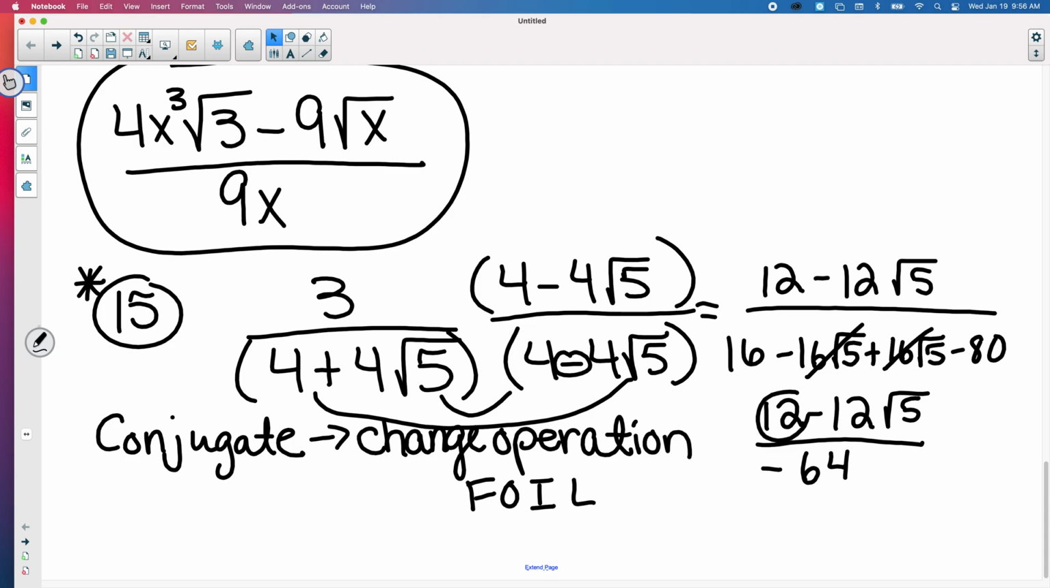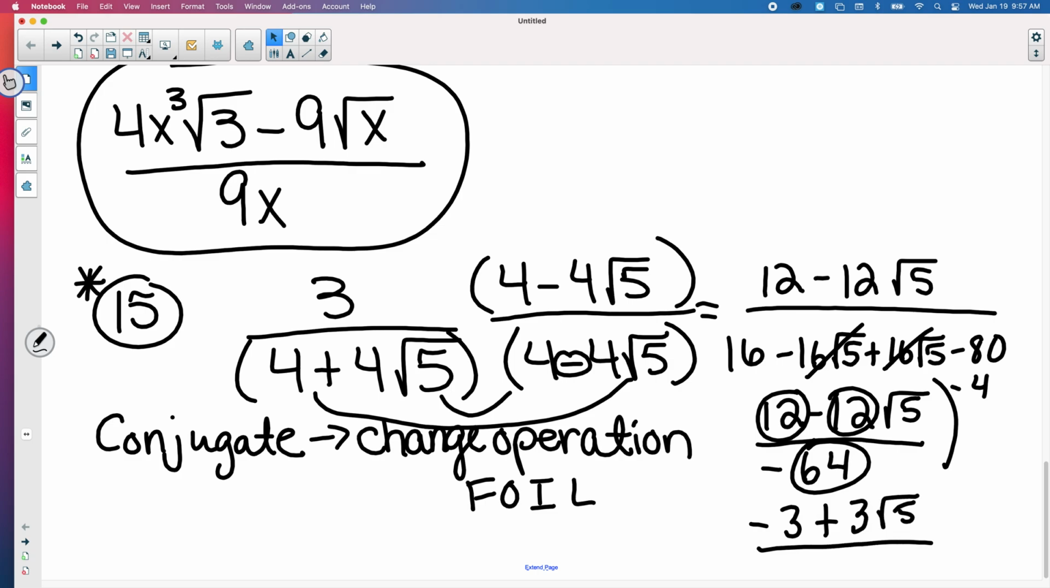Do all 3 of these have a common factor? Okay, 4. And when you have a negative on bottom, you want to get rid of it. So you actually want to divide everything by a negative 4. So if I divide everything by -4, it'll change the 12 on top to a negative. Alright, so on top I would have -3 plus 3 radical 5. And on bottom I would have a positive 16. And so that would be your final answer.